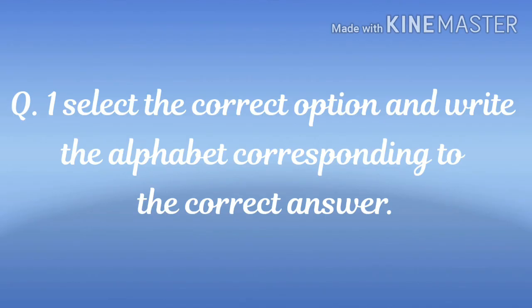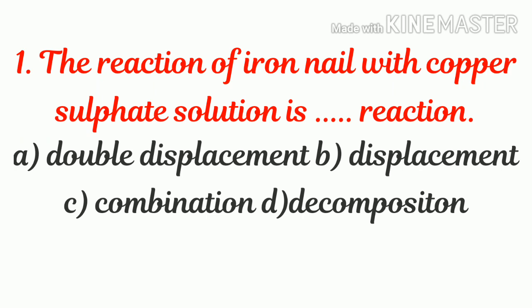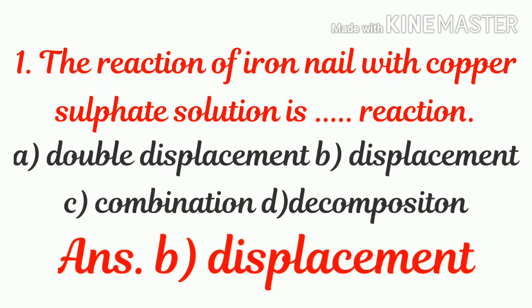Question 1. Select the correct option and write the alphabet corresponding to the correct answer. First question. The reaction of iron nail with copper sulfate solution is dash reaction. Options are A. Double displacement, B. Displacement, C. Combination, and D. Decomposition. Correct answer is option B.